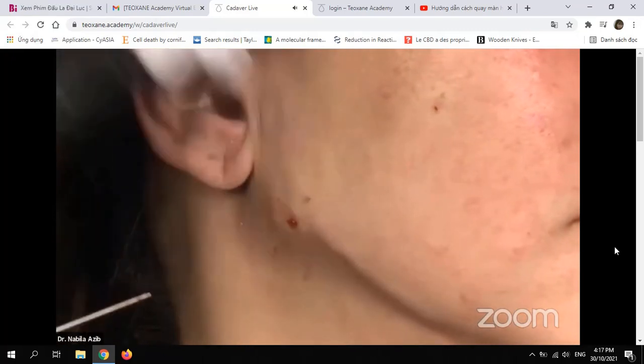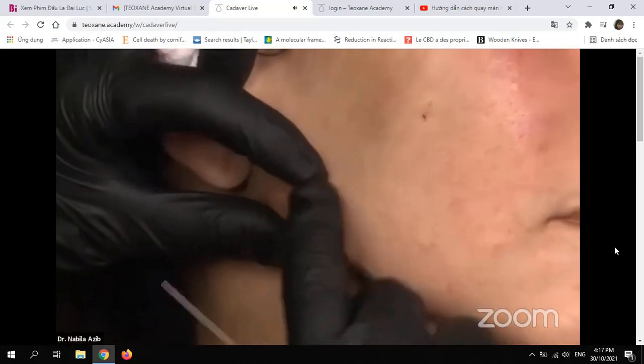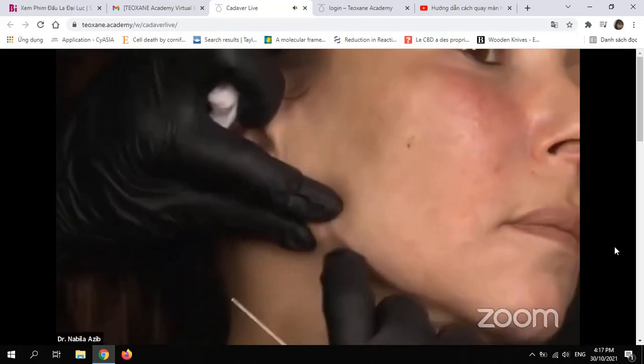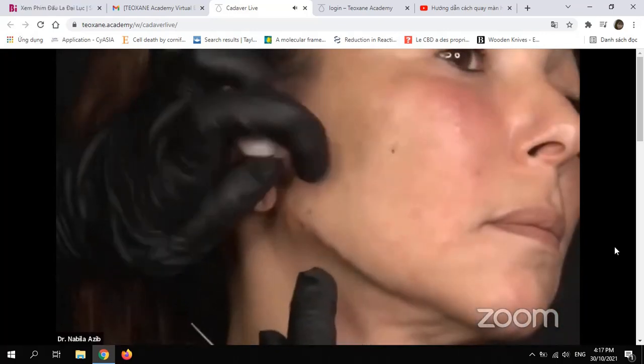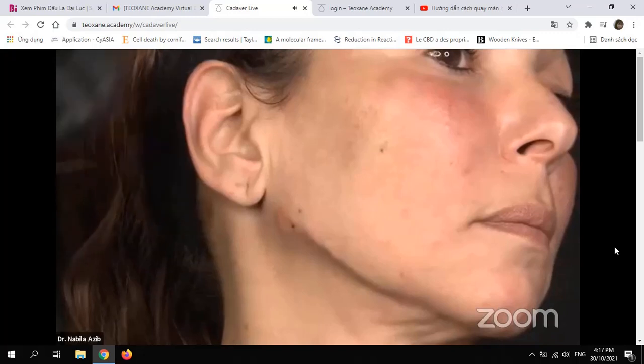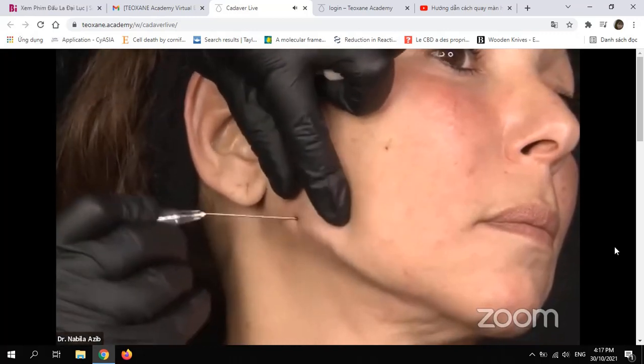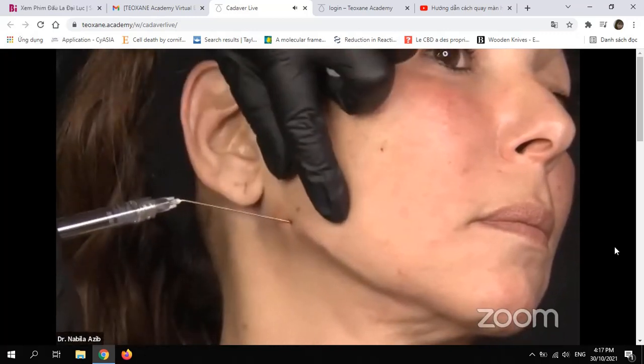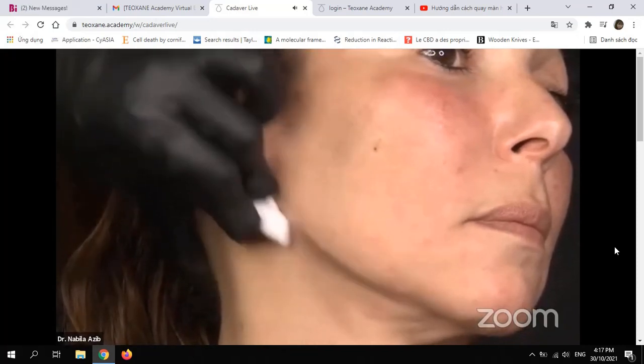So final touch up here, and modeling. You have to push on the pre-hole not to have the product going outside. Just the last touch up under the pre-hole.